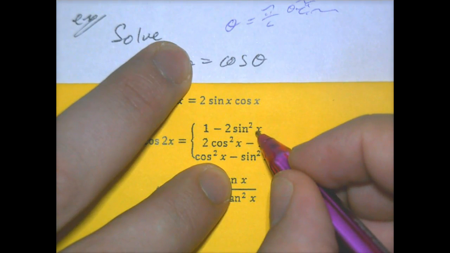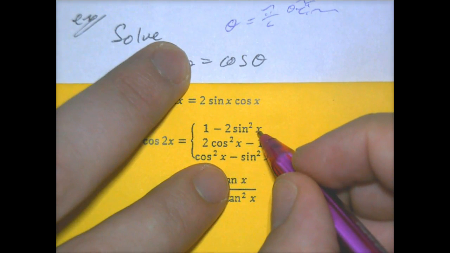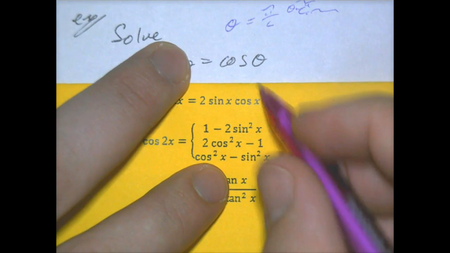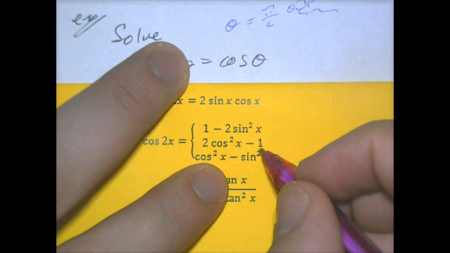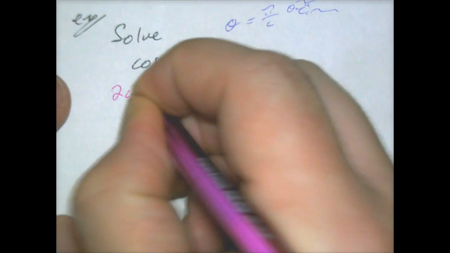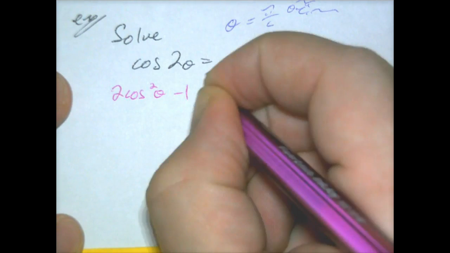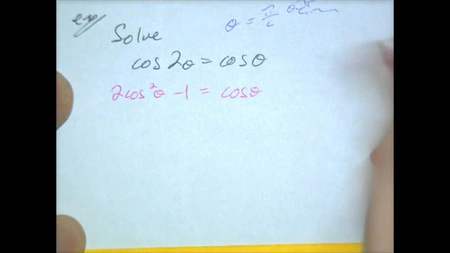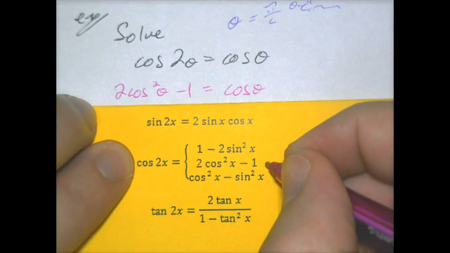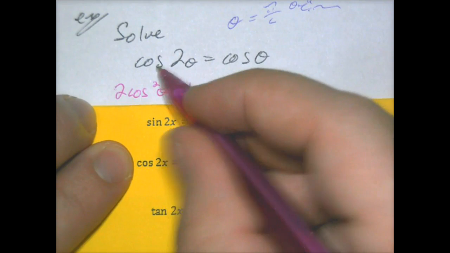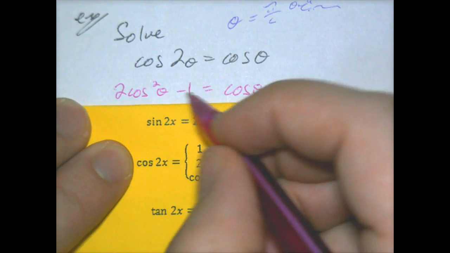So if I substitute 1 minus 2 sine squared, then I would have to change things so that I would have it all in terms of cosine. That one has a sine involved, but this middle one does not have a sine or anything involved, so I can keep it in terms of cosine. So I'm going to substitute that middle one such that I have 2 cosine squared minus 1 equals the other side. Cosine of 2x equals 2 cosine squared minus 1.